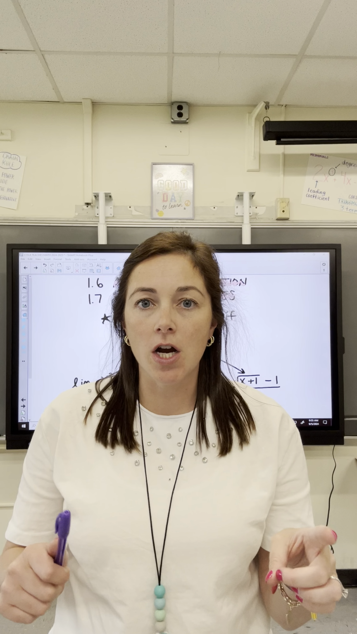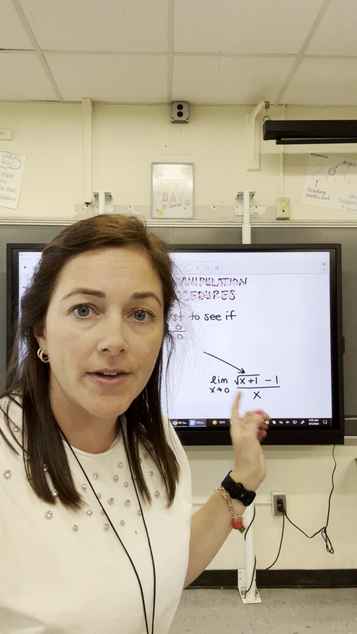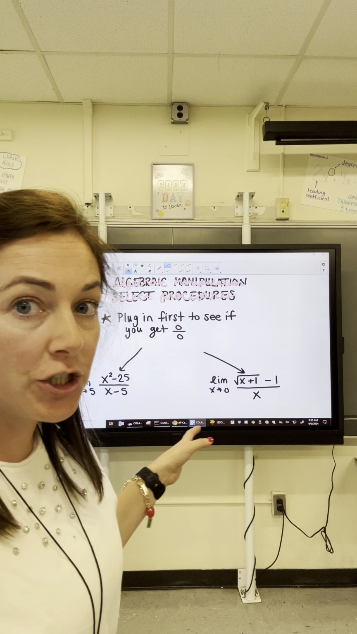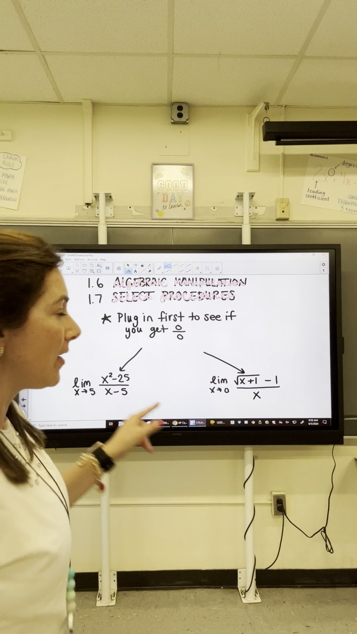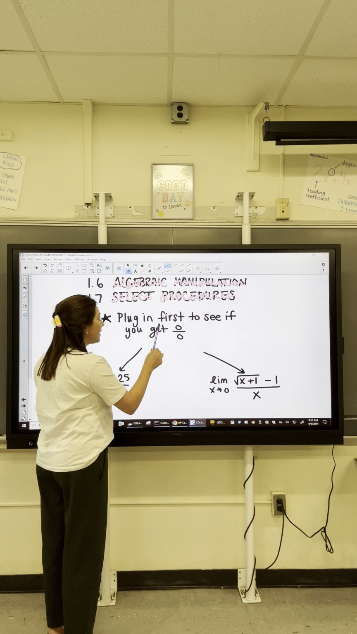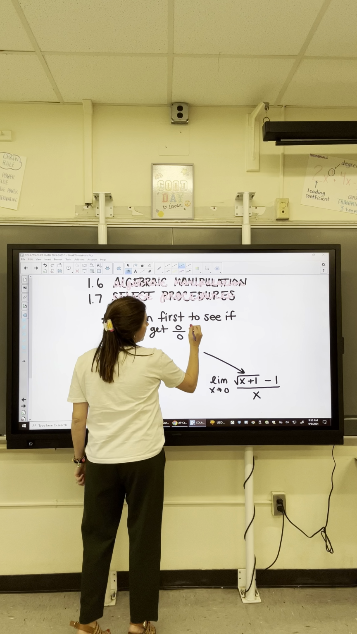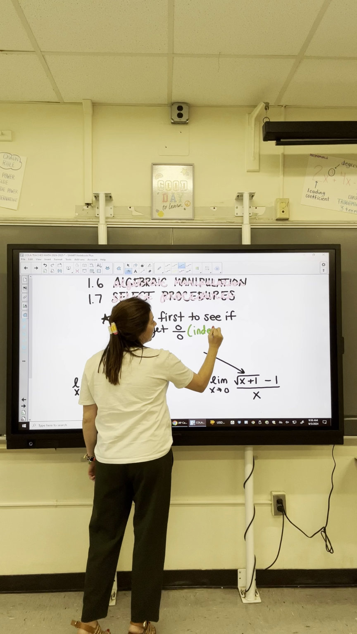So today we're going to talk about algebraic limits. We're going to focus on 1.6 and 1.7 in the CED, selecting procedures. So I'm going to talk about how to do that. All right, first, anytime you're given an algebraic limit, plug in the number first to see if you get 0 over 0. Remember, 0 over 0 is called indeterminate form.